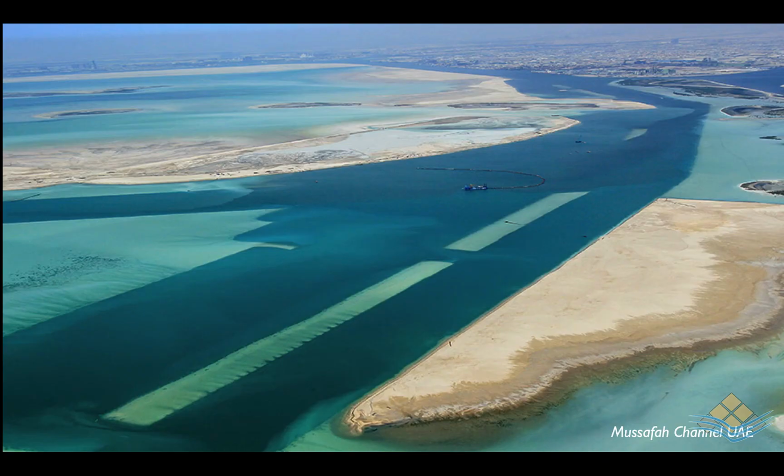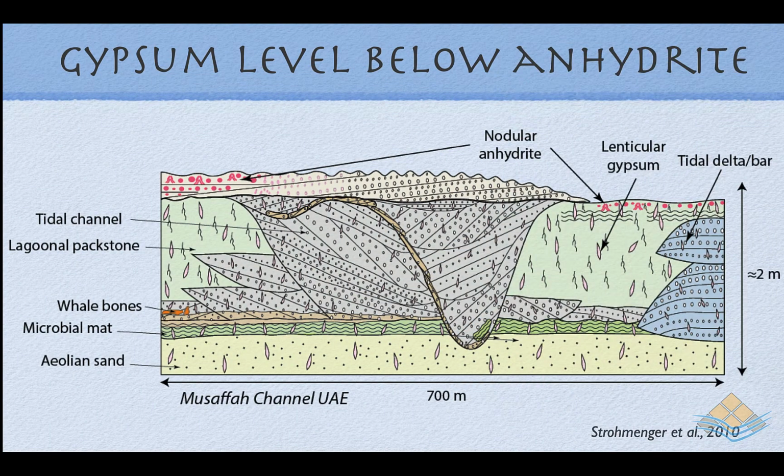And we can have a look now at probably one of the best exposed trenches that was exposed during the construction of the Musafir Channel, a shipping channel excavated to join up the industrial area of Abu Dhabi with the open Gulf. And as part of that construction, large sections of the Sabkha were trenched as this channel was excavated. And they've been studied by a variety of geologists, including yours truly. And what we see, this is from a paper from Strohmenger et al. back in 2010, is this characteristic succession of the Sabkha.